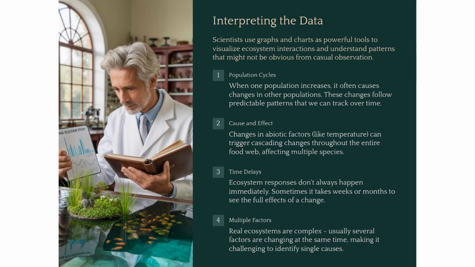Scientists use graphs and charts to visualize these changes. When you see one line on a graph going up and another line going down, it's a clue that there's an interaction happening. It's like solving a mystery. The data gives us the clues we need to explain what's going on.